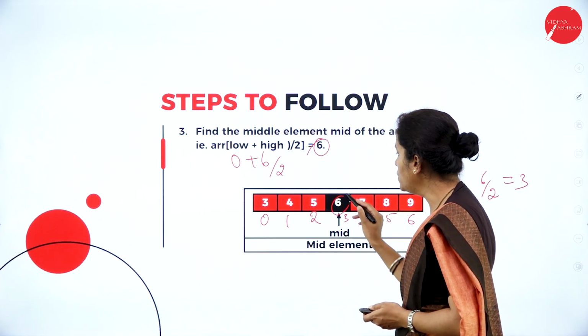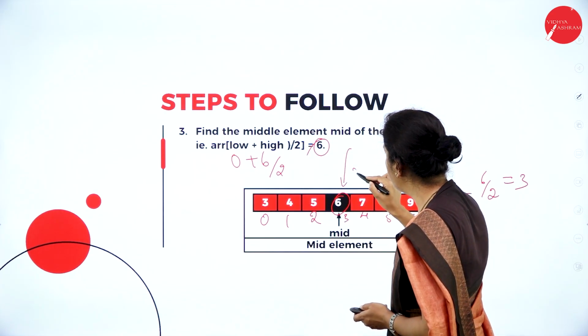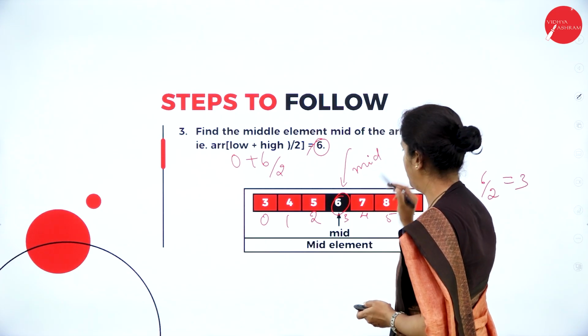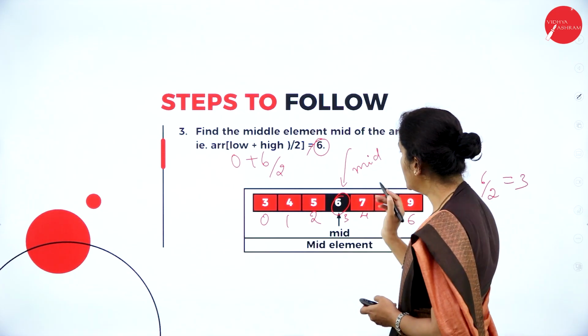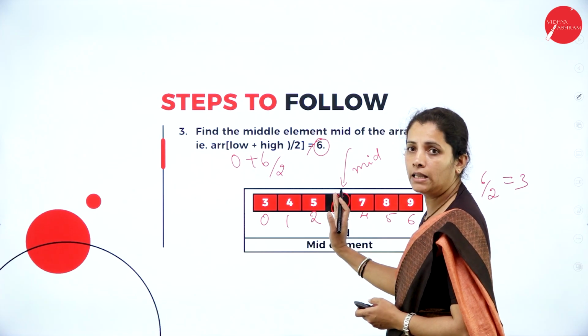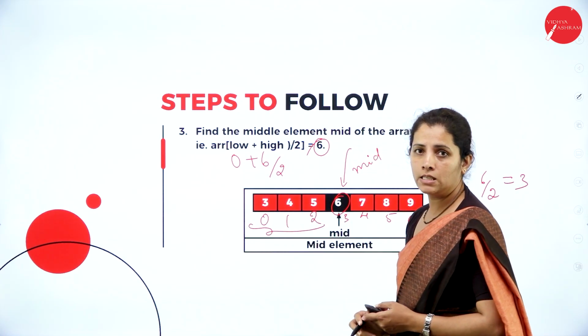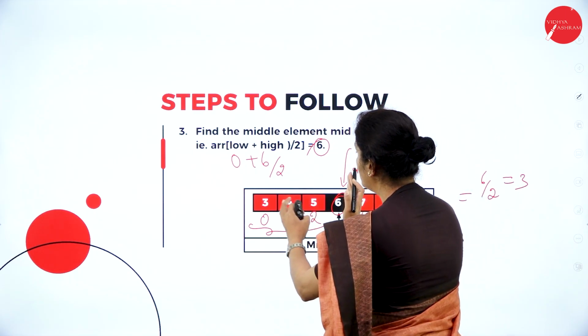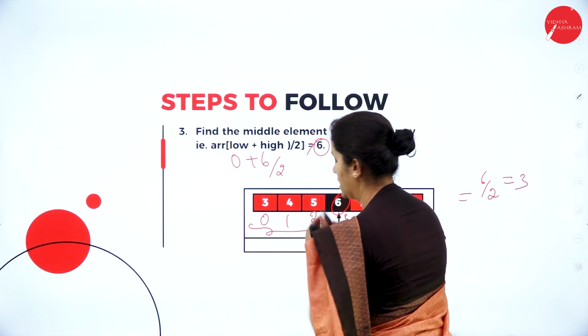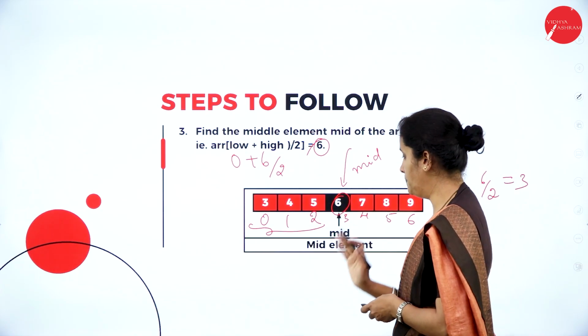I have the value 6. So this is my mid now. Okay, fine. Now what about key? Key is present at the left side. So I just want to consider this array, where 4 is present at the left side of the given array.